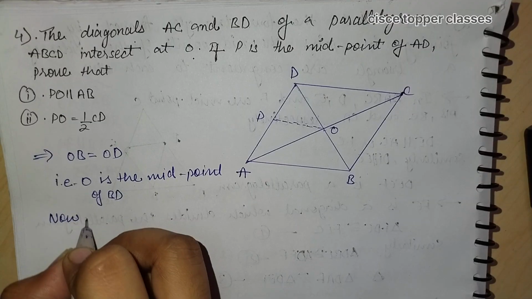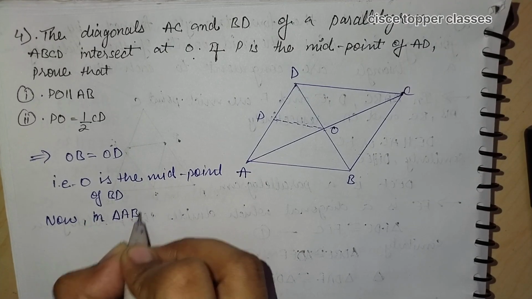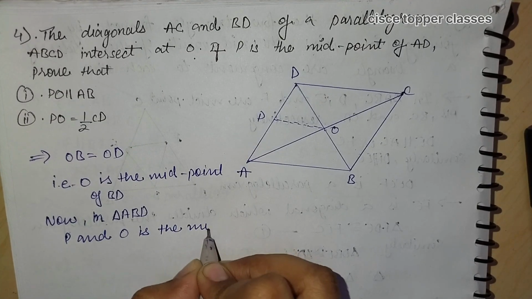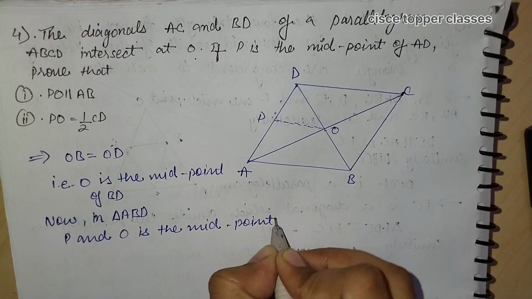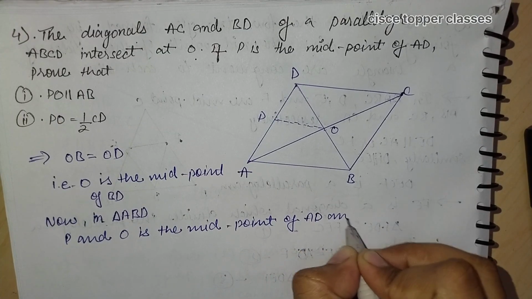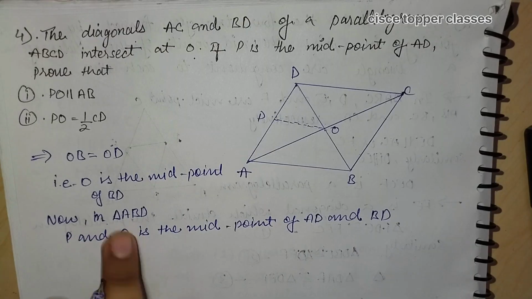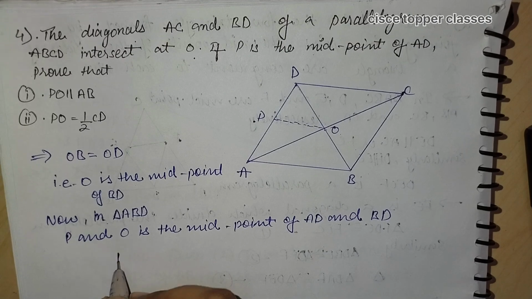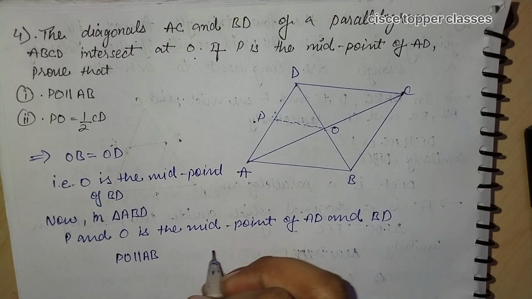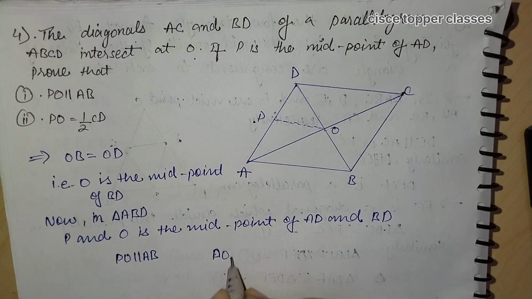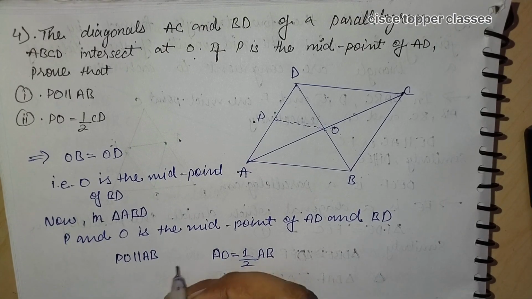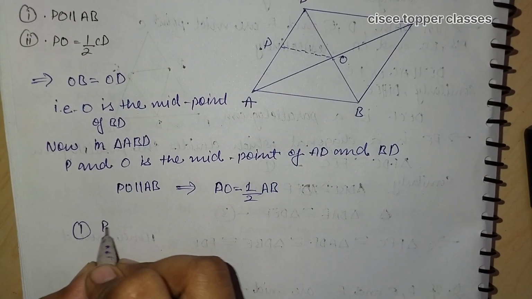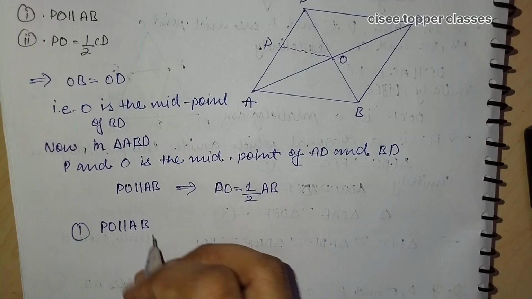And now in triangle ABD, P and O are the midpoints of AD and BD respectively. Means here in this triangle ABD, we have P and O as the midpoints of AD and BD respectively. So we can write PO is parallel to AB, and from here only PO is equal to half of AB by the theorem. So the first part is proved here, in which we have to prove that PO is parallel to AB.